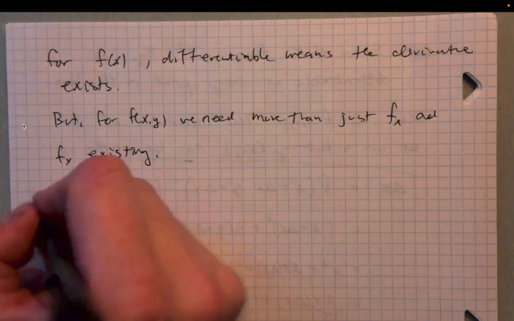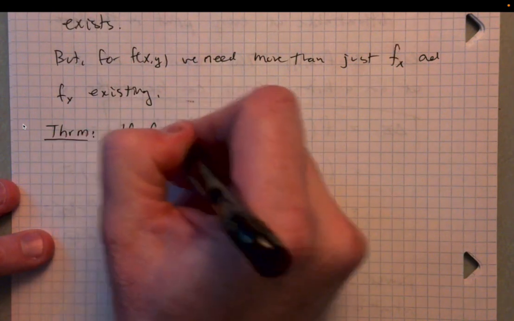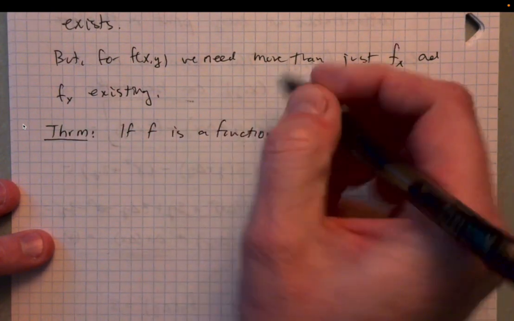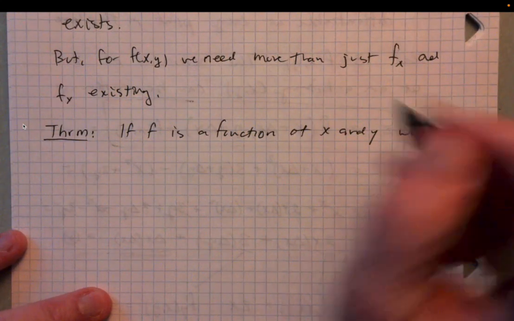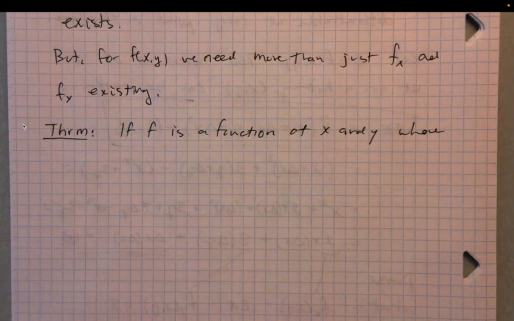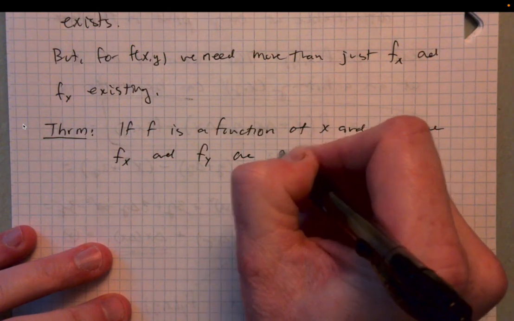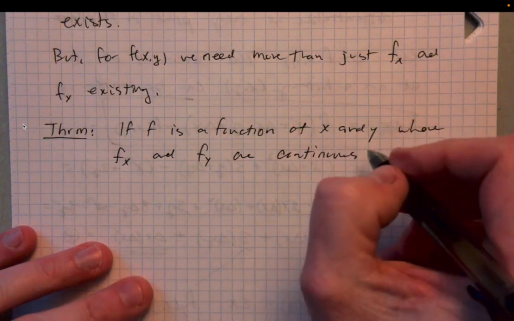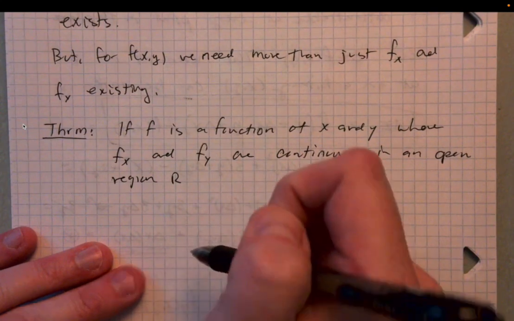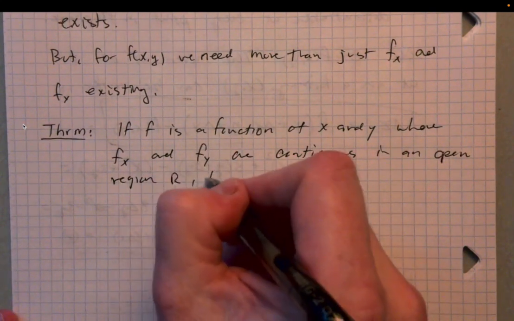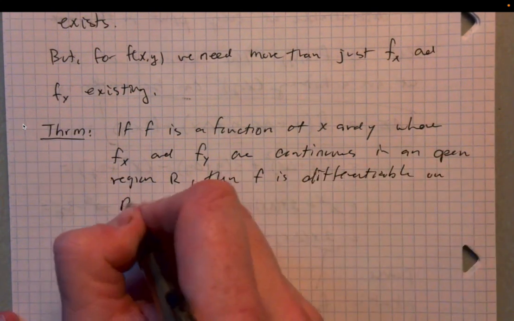Okay, so let's jump into this theorem, right? And so this guy says that if f is a function of x and y, where the partial derivatives are continuous in an open region R, where basically f sub x and f sub y are continuous in an open region R, then f is differentiable on R. Okay.